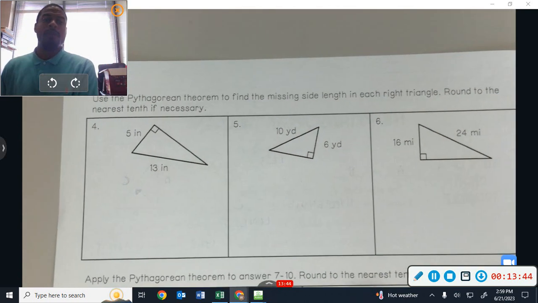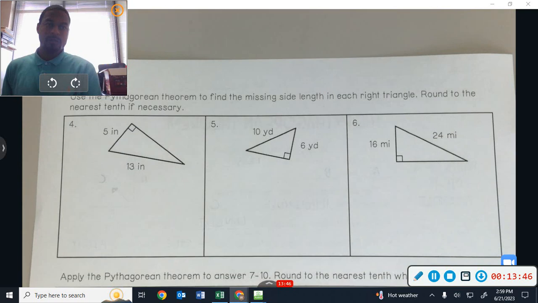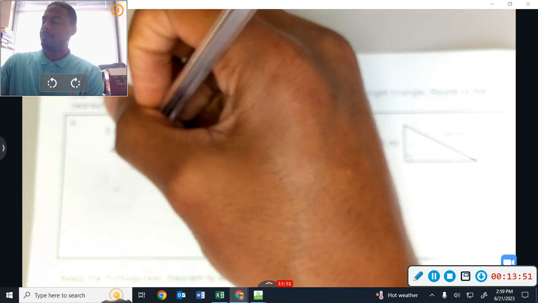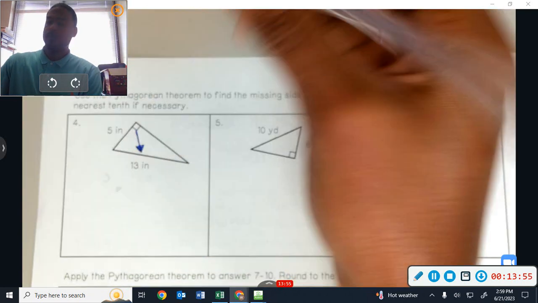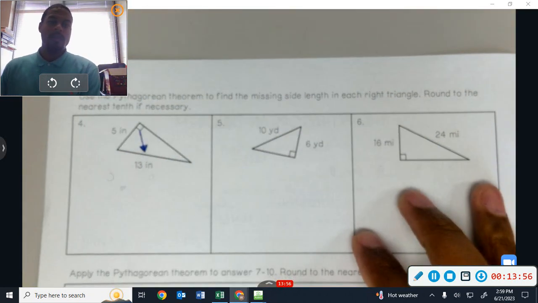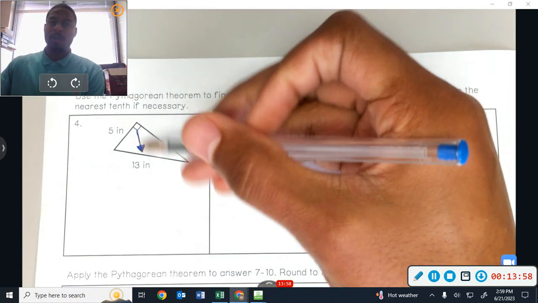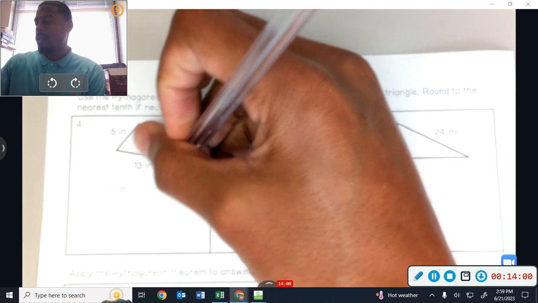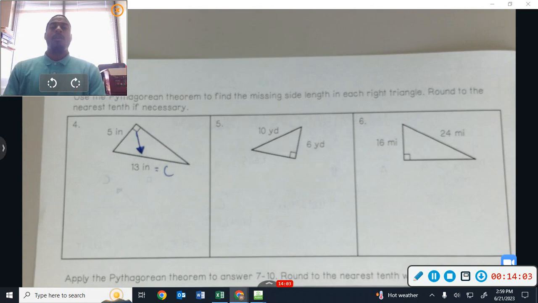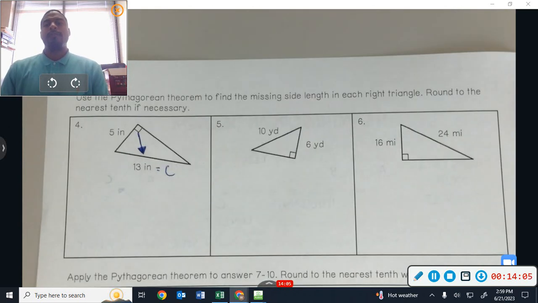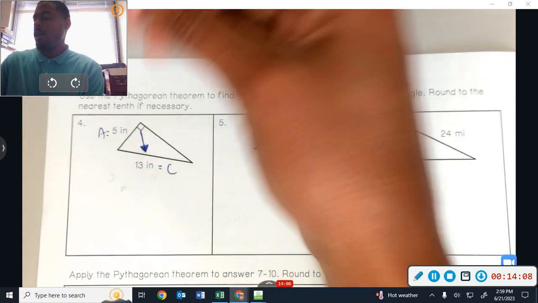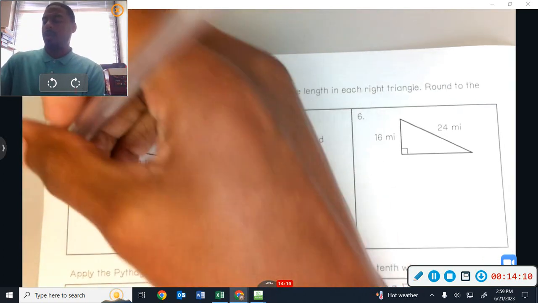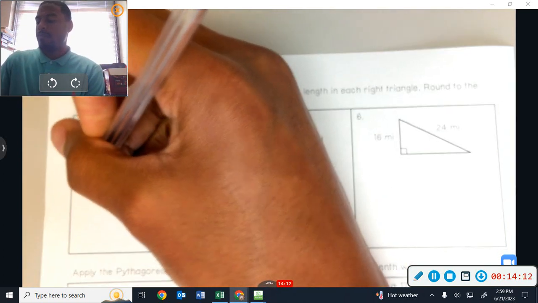So for number 4, where's our C? Where's our C? Okay. Remember, our C is always across from the right triangle symbol, so our C has to be 13. Okay, so this is a little bit different. So now, let's say we have our A. A is 5, okay?